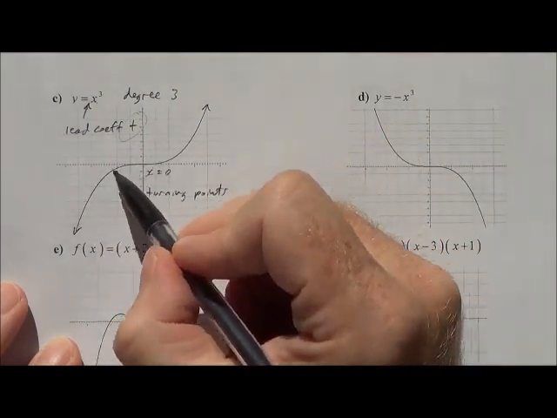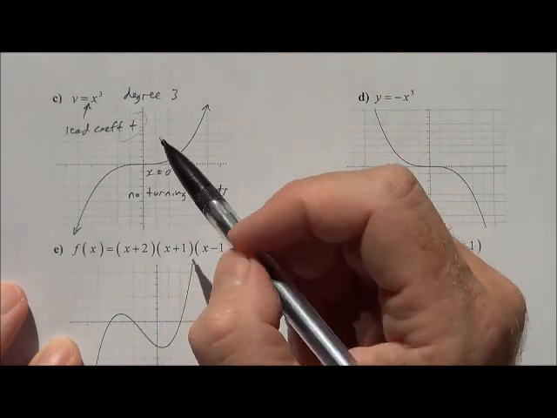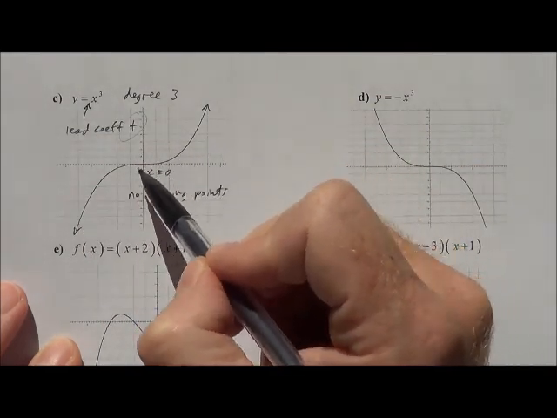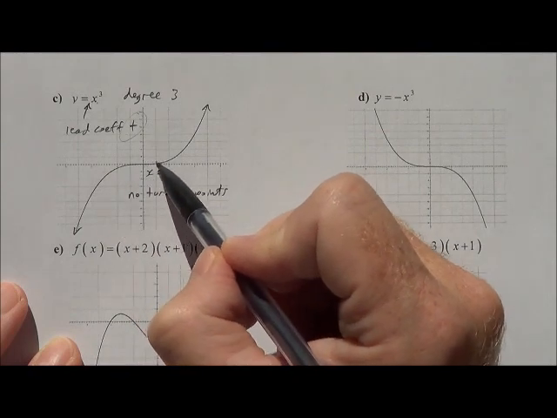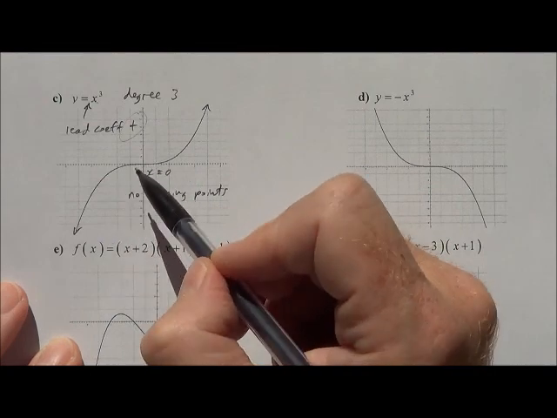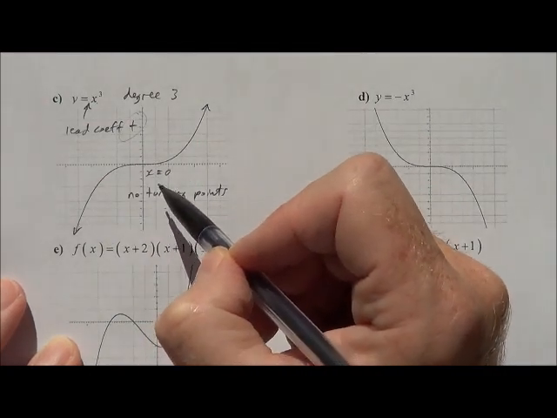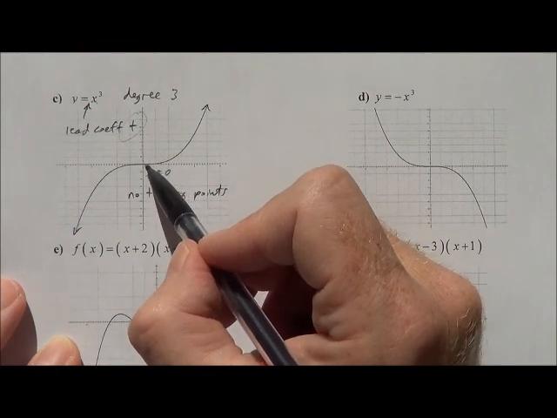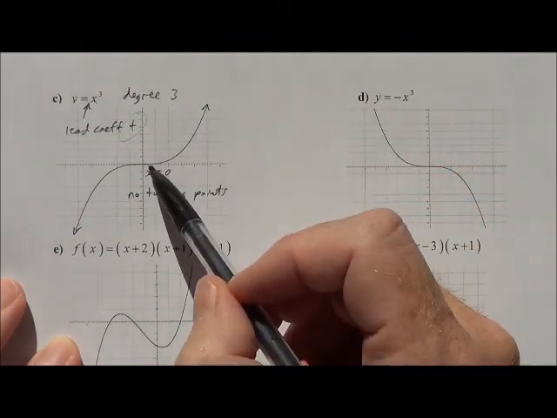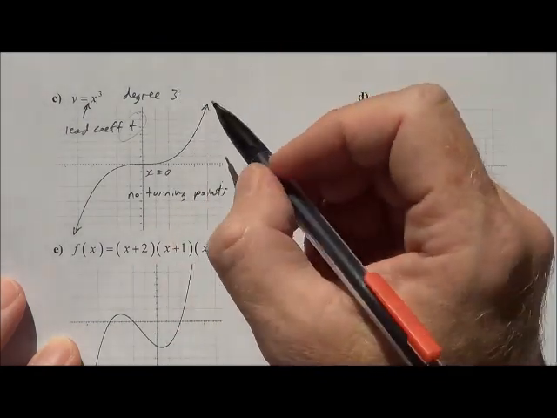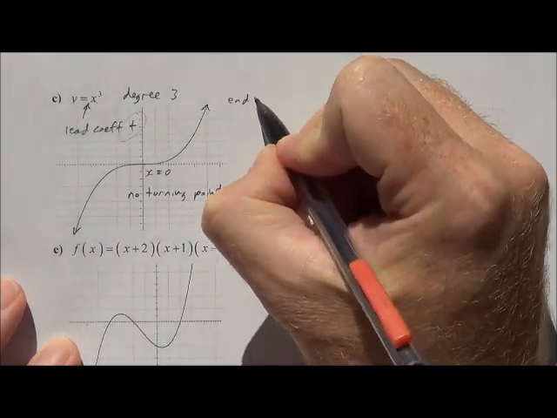A turning point is where the graph changes from increasing to decreasing or decreasing to increasing. In this case, it doesn't change. It sort of levels off a bit, but then it continues increasing. So there's no real change from increasing to decreasing, because along here it's not decreasing, it's sort of horizontal. So there are no turning points in this case. And for the end behavior, degree 3, the ends go in opposite directions.